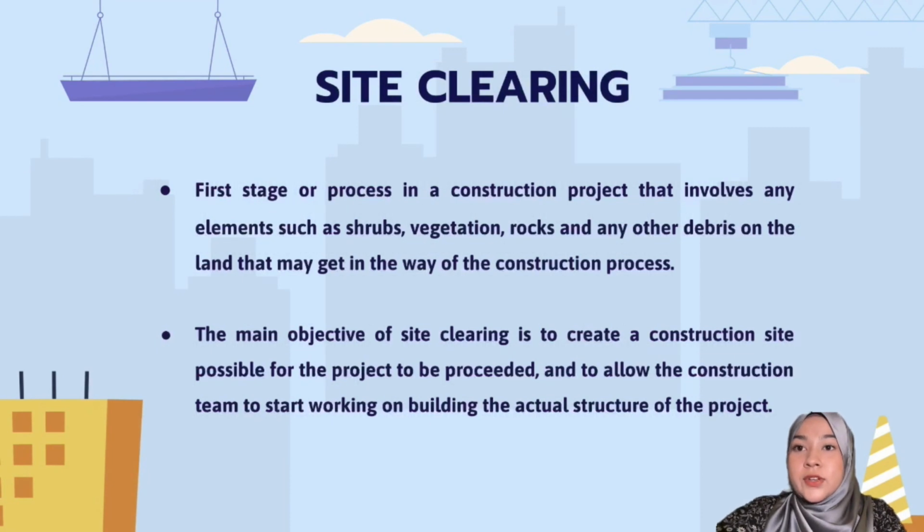Site clearing is the first stage or process in a construction project that involves removing elements such as shrubs, vegetation, rocks, and other debris on the land that may get in the way of the construction process. The main objective of this stage is to create a construction site that is possible for the project to proceed and to allow the construction team to start building the actual structure of the project.